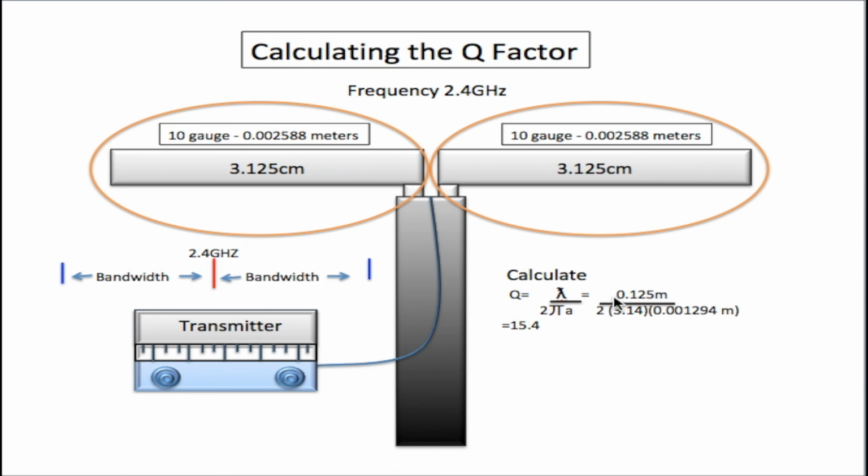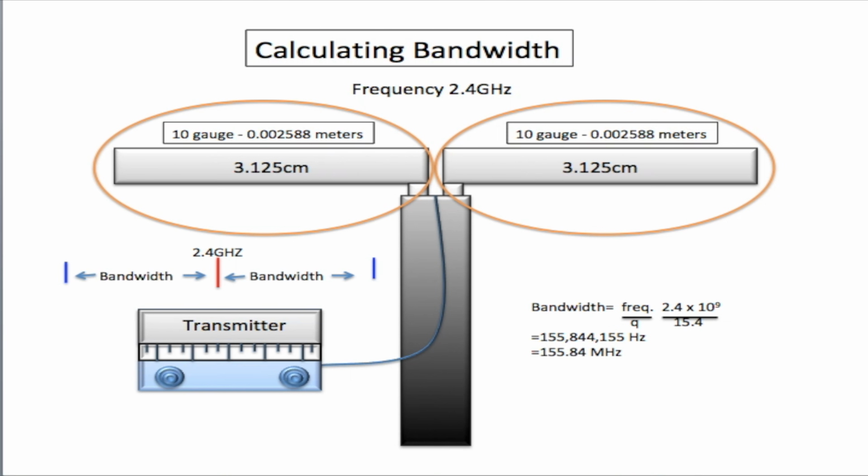So once we divide 0.125 meters by this number under here, after we do our calculations, 2 times 3.14 times 0.001294, we would get 15.4, and this is our Q. So here we're going to be calculating the bandwidth, which are the frequencies on both sides of the 2.4 gigahertz resonant frequency. So over here we have the equation for bandwidth, which is equal to frequency over Q. We have just calculated the Q, which is 15.4.